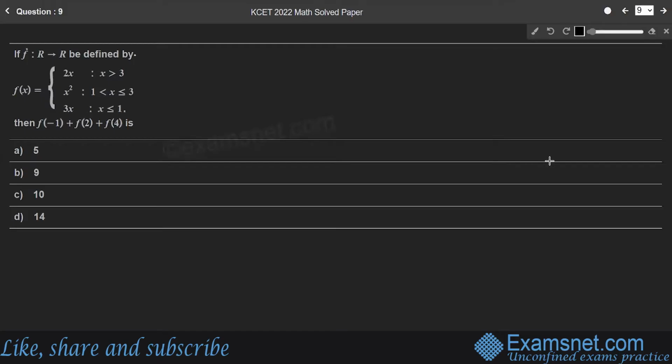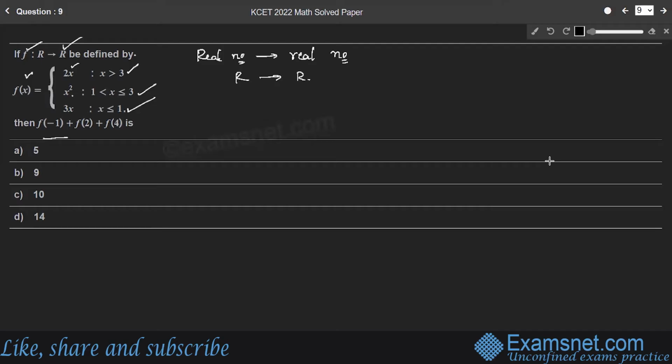Question number 9. If f is a function from R to R defined by, so R to R means real number to real number, right? So the function of a real number is also a real number. Therefore, f is a function from R to R defined by f of x is equal to 2x if x is greater than 3, f of x is equal to x square if x lies between 1 and 3, even x can be equal to 3, right? f of x is 3x if x is less than or equal to -1. Then the value of f of -1 plus f of 2 plus f of 4, right?